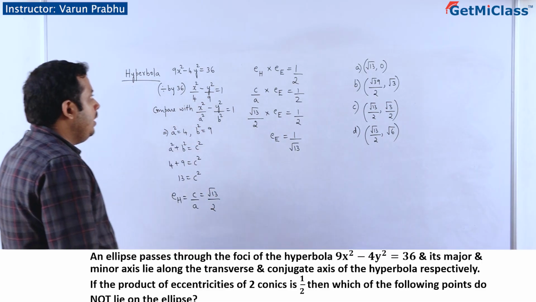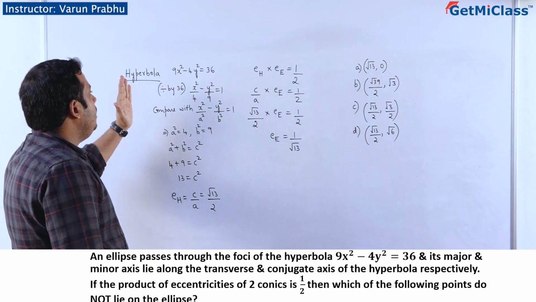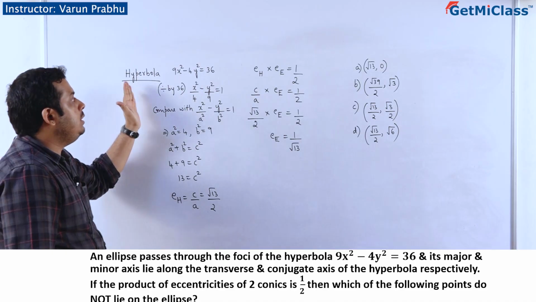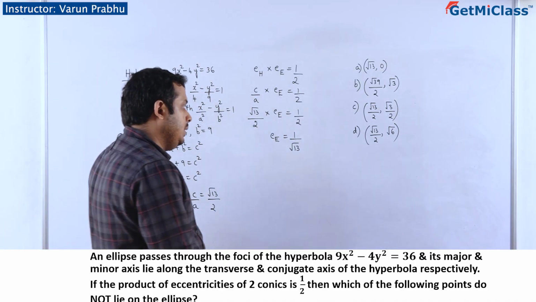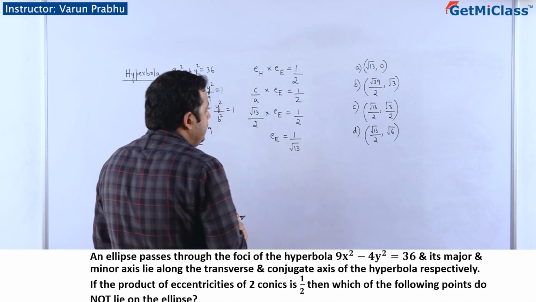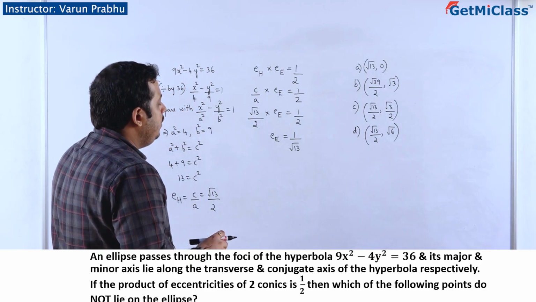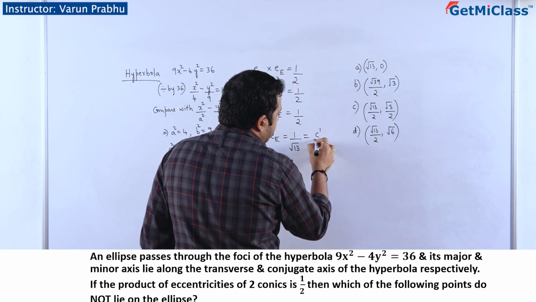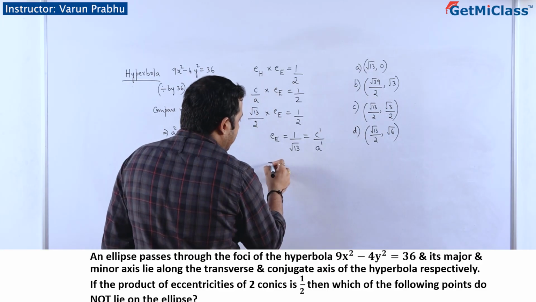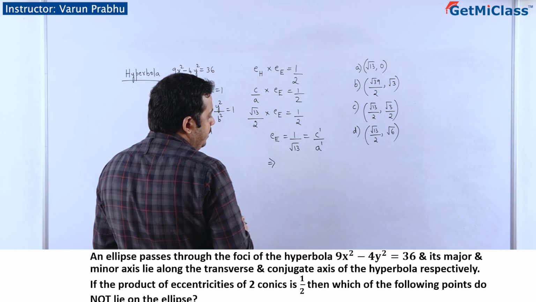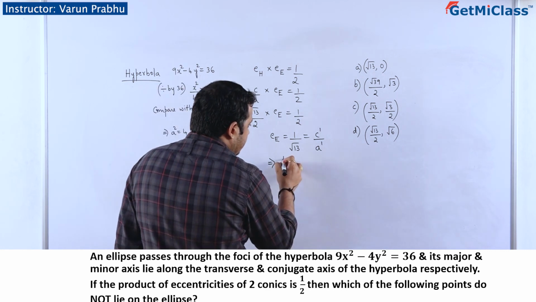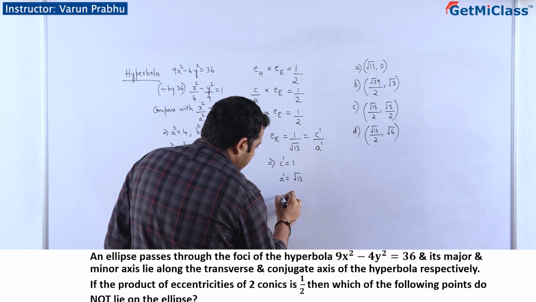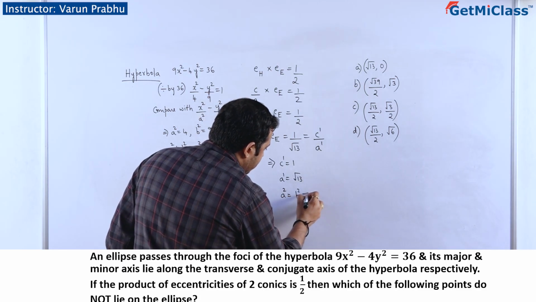Is it okay? Now it's told in the problem that the hyperbola's transverse and conjugate axis will coincide with the major and minor axis of the ellipse. So if you can see here, if this has to coincide, the eccentricity of the ellipse is again equal to c dash divided by a dash, I'll take. This implies for the ellipse, c dash is equal to 1, a dash is equal to root 13.